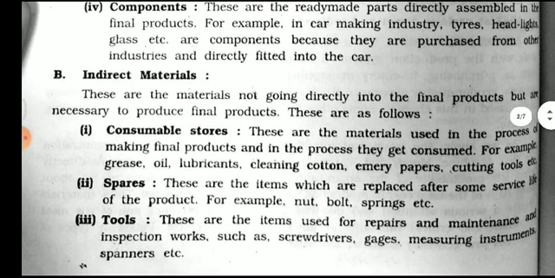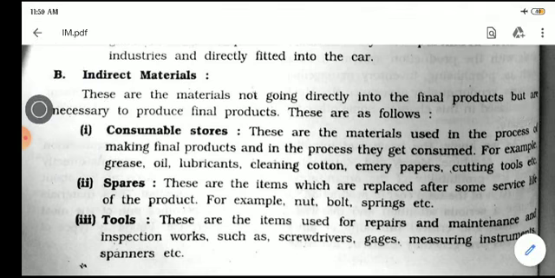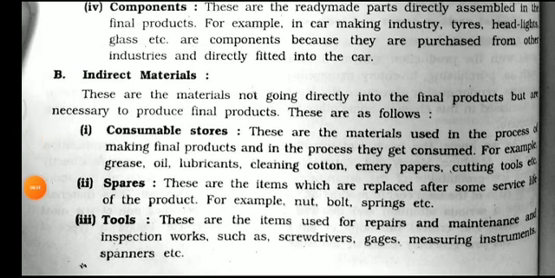Then next is B category. B category is indicating the indirect materials.